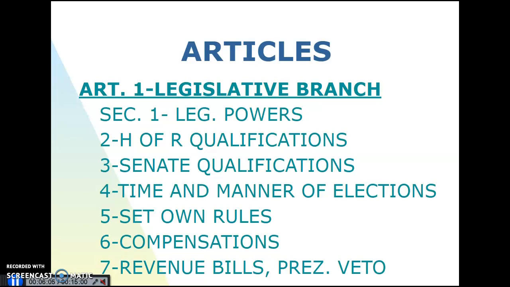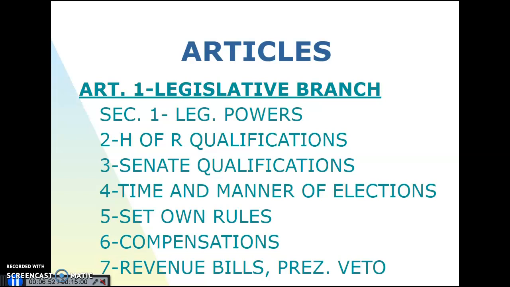Okay. All right, Section 4 talks about the time and manner of elections. This is set by Congress. This is the federal elections. I'll write this down. Elections are held on the first Tuesday after the first Monday in November of even-numbered years. I'll repeat that. The first Tuesday after the first Monday in November of even-numbered years. So therefore, we can never have an election on Tuesday, November 1st. It'll always have to be November 2nd.